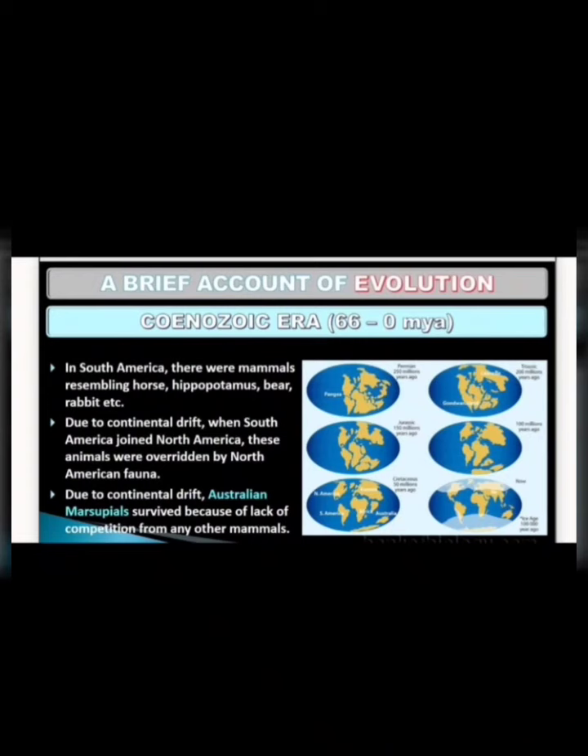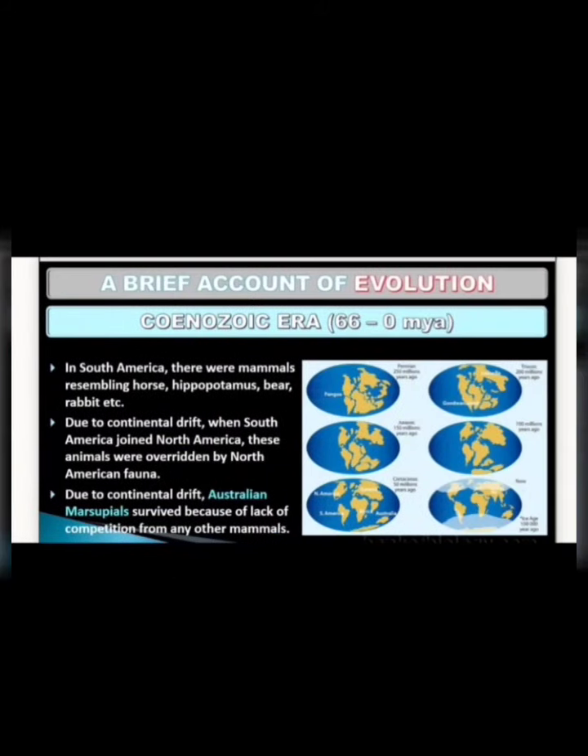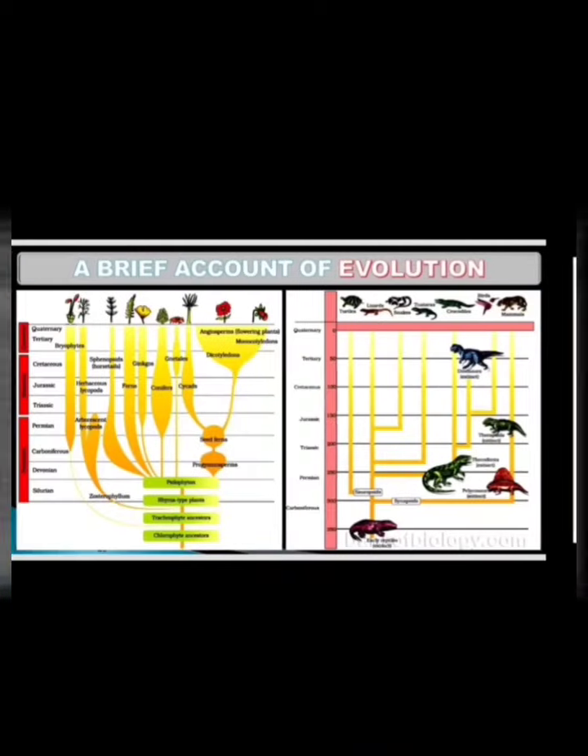Due to the continental drift, Australian marsupials survived because of lack of competition from any other mammals. Okay, so that was also found in the Cenozoic era. So Australian marsupials, because there was not much competition, survived.